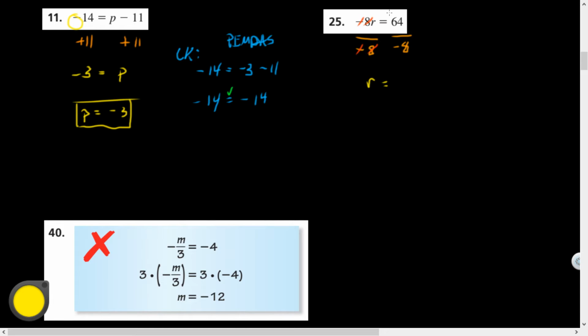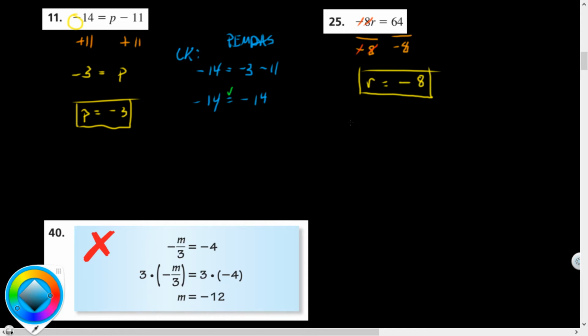One minus sign, it doesn't have another one to partner up with, so it's still negative, and 64 divided by 8 is 8. Okay? And if I wanted to do a check, I could. I'd plug -8 in here, and actually, I was going to skip this check, but then I realized this is actually a valuable one to do.